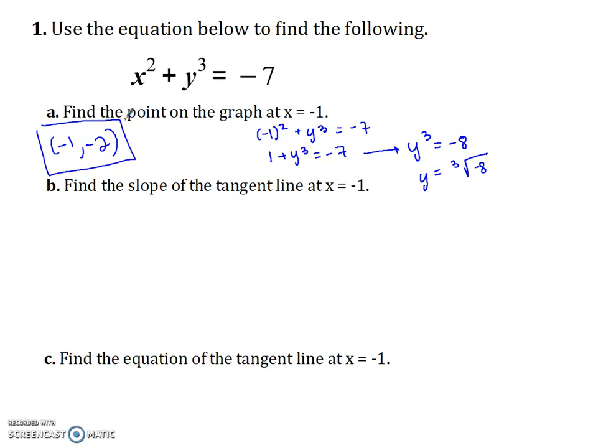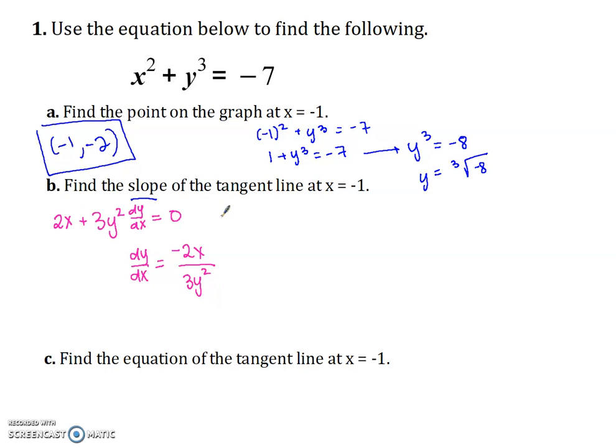Then to find the slope, we need to look at the derivative. Remember, slope is always the derivative. So we're going to have to go through our implicit differentiation. We don't have to do product rule with this one. So that'll be 2x plus 3y squared times dy dx equals the derivative of -7, which is just 0. Then to solve for dy dx, I would just move the 2x over and then divide by what's being multiplied with the dy dx. So I would divide by the 3y squared.